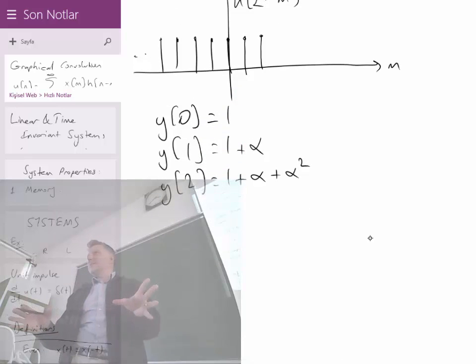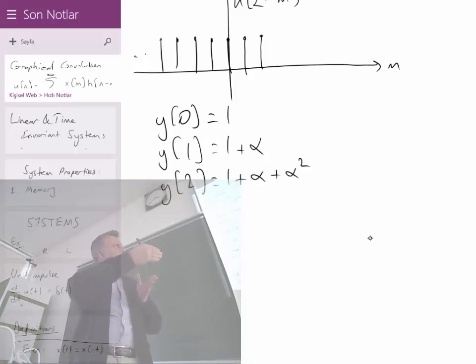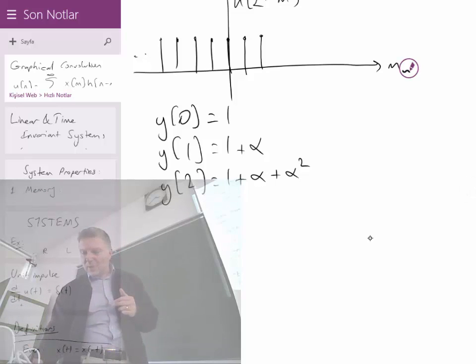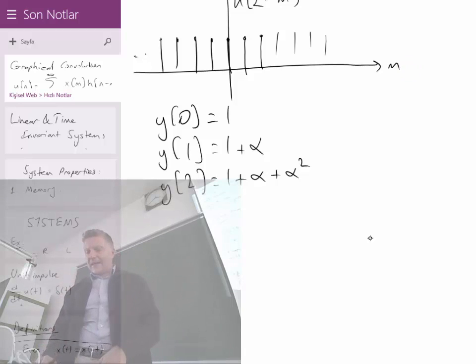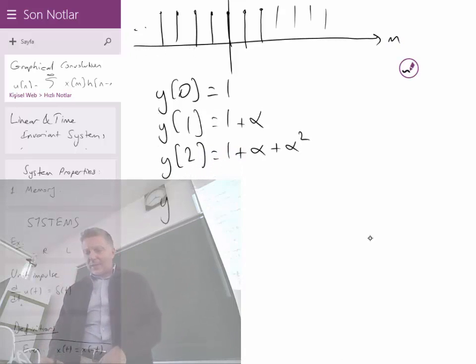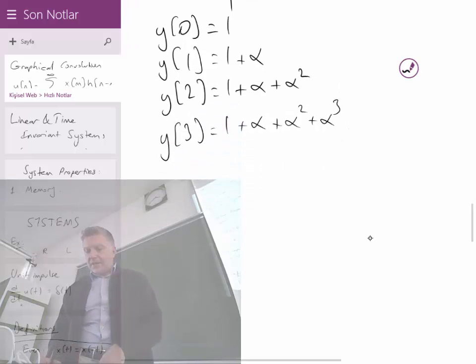And you already get the picture, right? Every time you insert one more impulse here, they will be multiplying alpha cubed, alpha to the 4, alpha to the 5 by 1, and it must be inside your accumulation. So you can see that y of 3 is equal to 1 plus alpha plus alpha squared plus alpha cubed. And in general, y of n is equal to what?